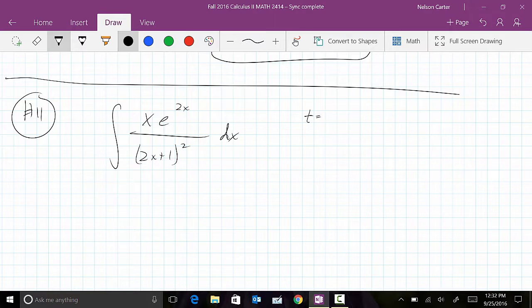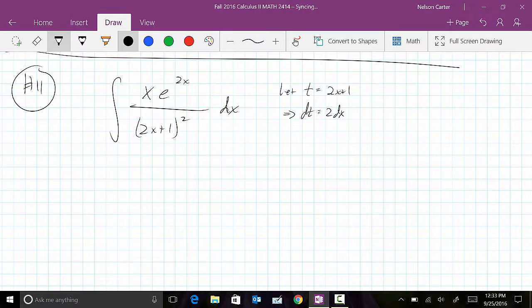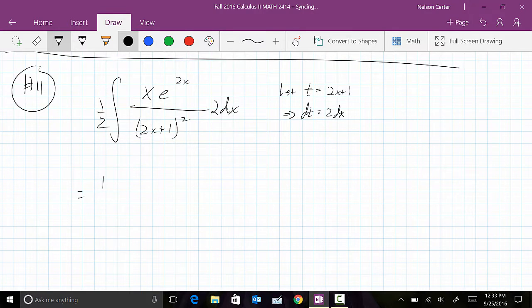So let's see here. I'm going to do a t substitution. I don't want to use u because I'm going to use u and dv for by parts. So let me call it t. I'm going to let t equal 2x plus 1 because that's bugging me. Then dt would equal 2 dx. So now I can put a 2 here, I can put a 1/2 here, and that means I've got a 1/2 times the integral of, and then this bottom is going to become t squared. Right now it's 2x plus 1 all squared, but it's going to become t squared. And this 2 dx is going to become a dt.